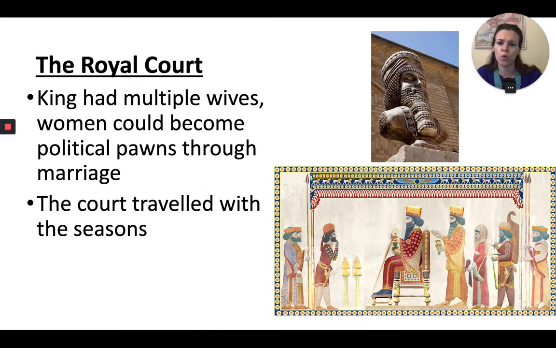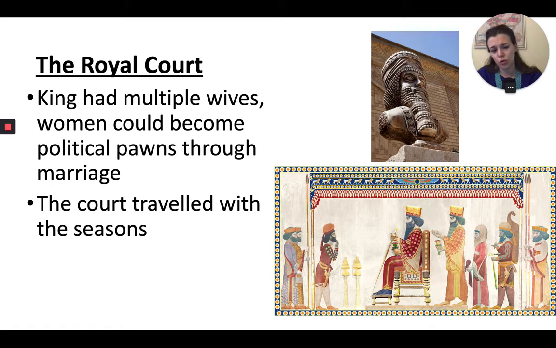So let's talk about the royal court a little bit. In ancient Persia, the king would have multiple wives. And these women often served as political pawns through marriage, right? So women didn't necessarily have a lot of agency. And yet, we see that sort of behind the scenes, women played a really important role. They could be very politically influential. They could own property. They were able to travel.